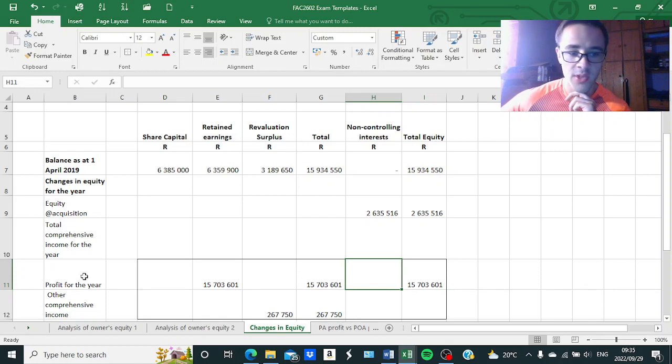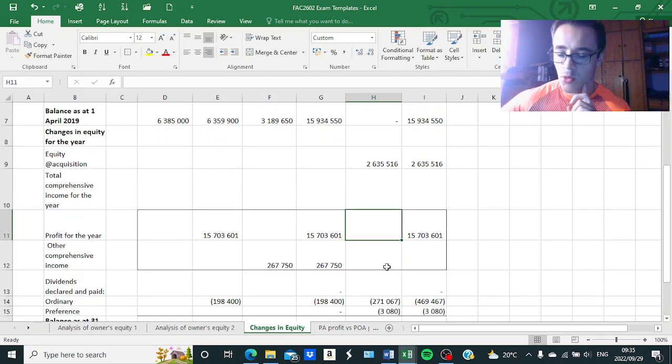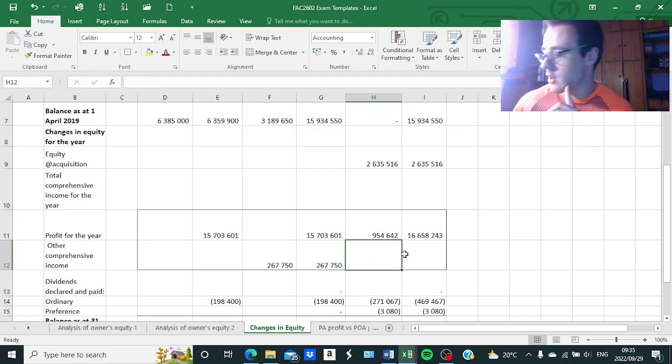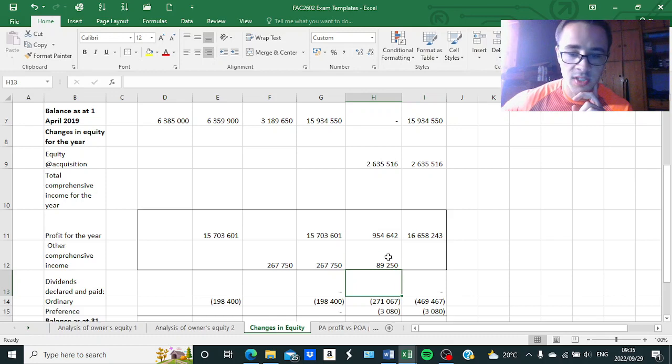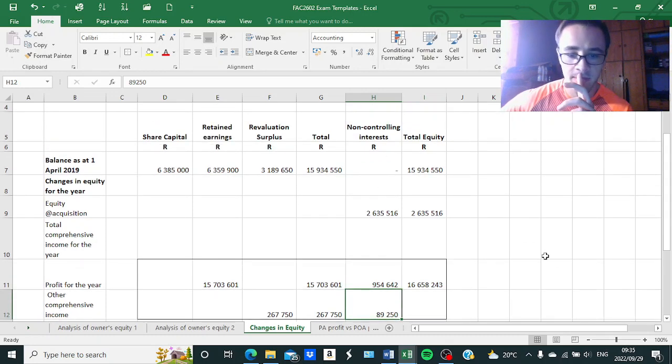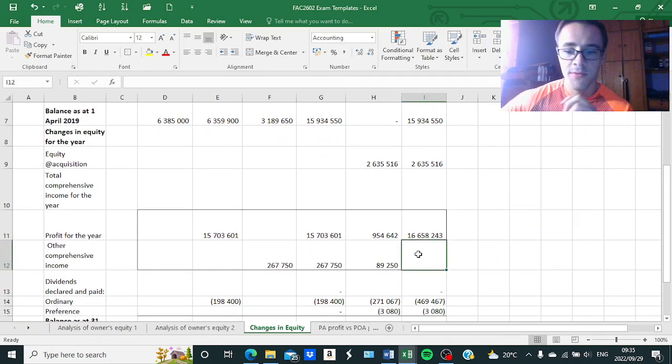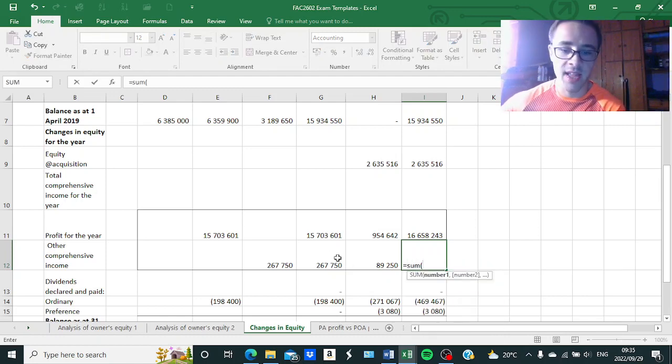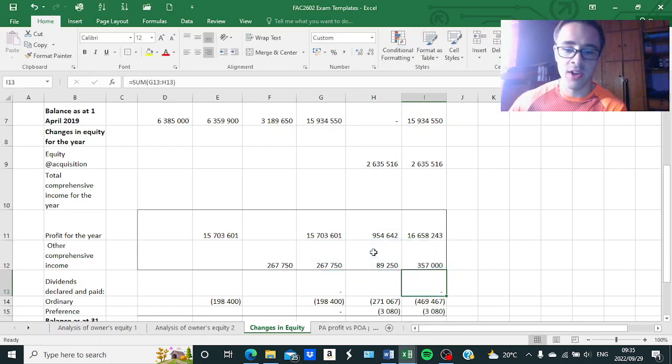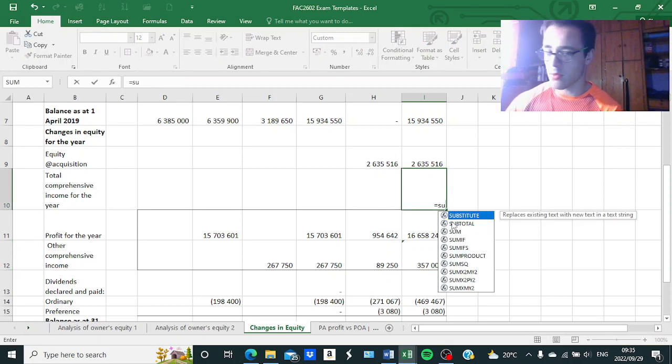So the profit for the year that is attributable to NCI would be 954,642. And then you will just show the 89,250 as other comprehensive income attributable to NCI. So therefore total comprehensive income for the group will just be the sum of these two, and that should also give you the value of revaluation surplus for the current year, which is 357, as we have shown in our consolidated statement of profit or loss and other comprehensive income.